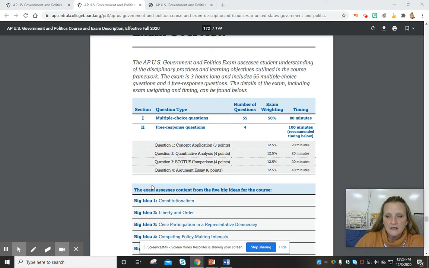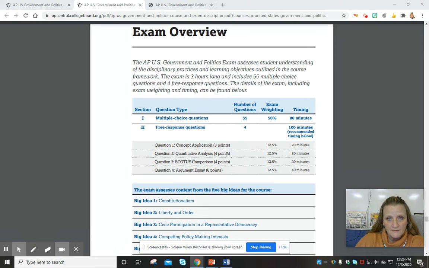That one's 20 minutes, and then you get 40 minutes to write your argumentative essay, which is 6 points. So your essay is 6, your SCOTUS comparison is 4, then you have quantitative analysis, which is 4, and then concept application, which is 3.